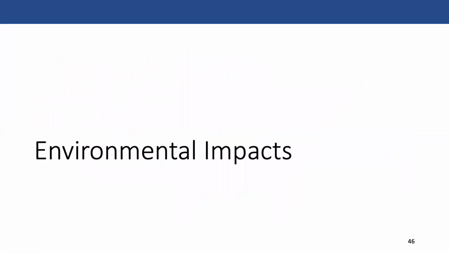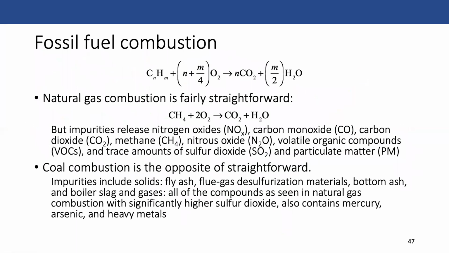Okay, so the last thing that we'll talk about today are environmental impacts associated with the use of these fossil fuels. We've talked about combustion before. So this is the generic chemical formula for natural gas. It's pretty straightforward. Ideal combustion would look something like this: methane plus oxygen, and you just get CO2 and water. But as I mentioned before, there are a lot of impurities. You can't get a pure natural gas stream, and so that's going to result in a lot of these other compounds.